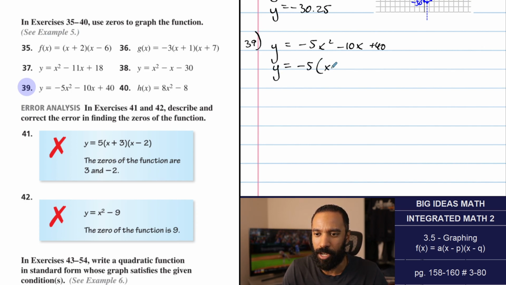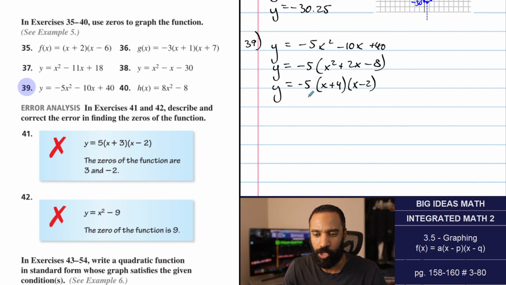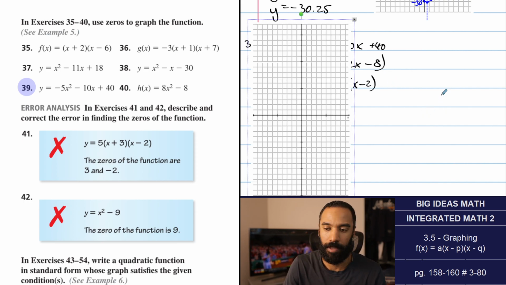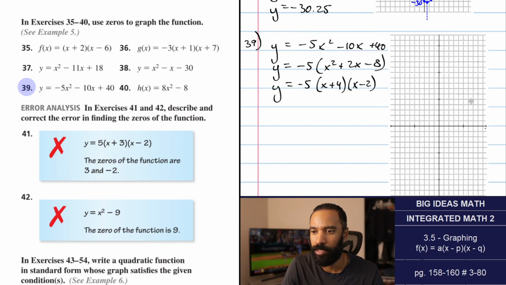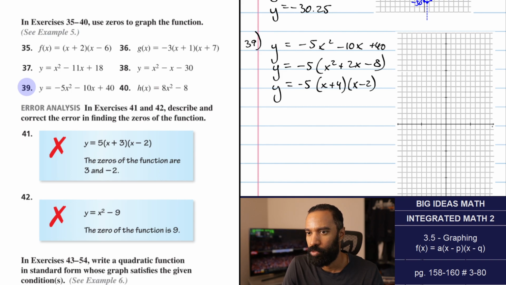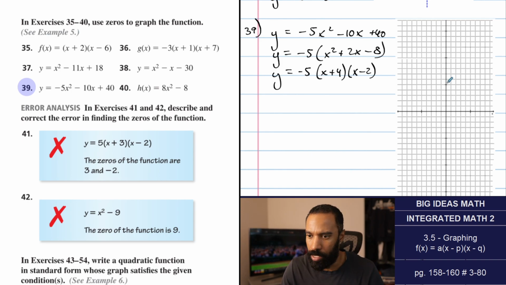Negative 5 times, that'll be x squared plus 2x minus 8. And that factors into x plus 4 times x minus 2. Okay, so yeah, we'll probably have to stretch again here. So your x-intercepts are going to be negative 4 and positive 2. Halfway between that is negative 1. They're 3 away each way.